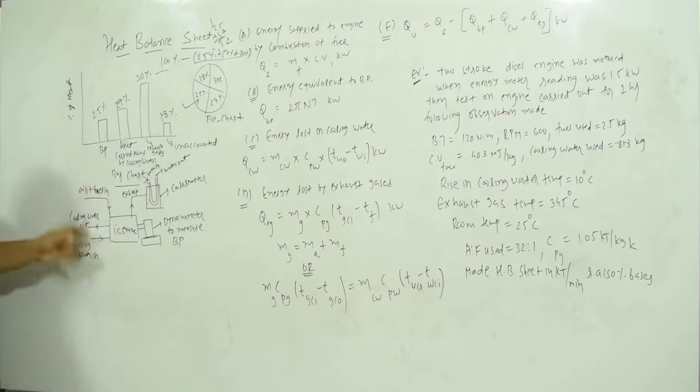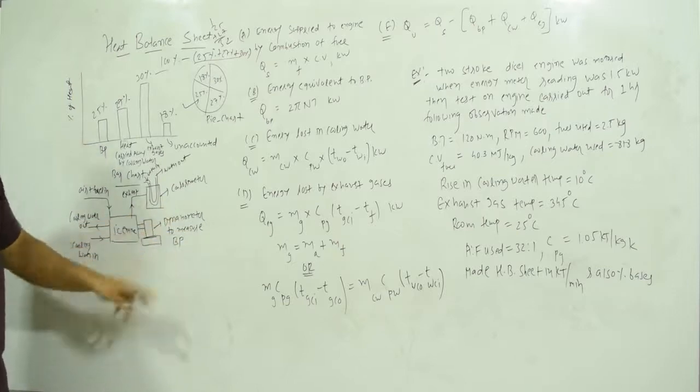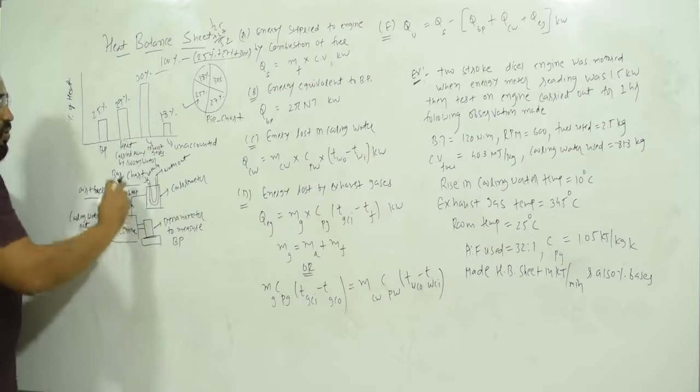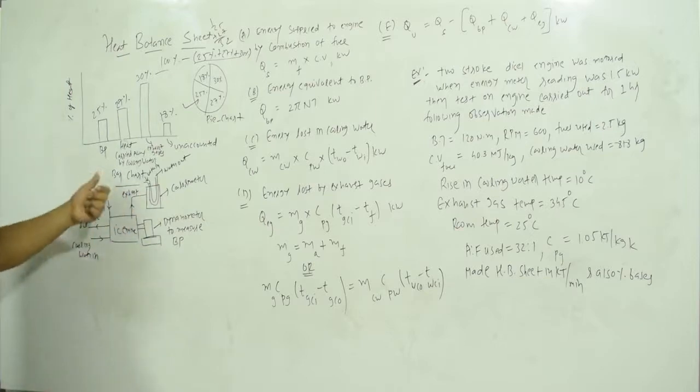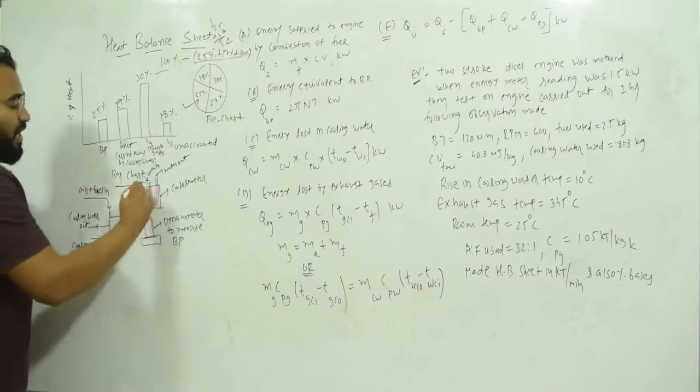So this cooling water is for the cooling of the IC engine. Here you can say this is the dynamometer, which is used to measure brake power, and here the exhaust gas is out. To count the heat lost by the exhaust gas, I have used a calorimeter over here. So this is the calorimeter, in which I have a U-type tube.